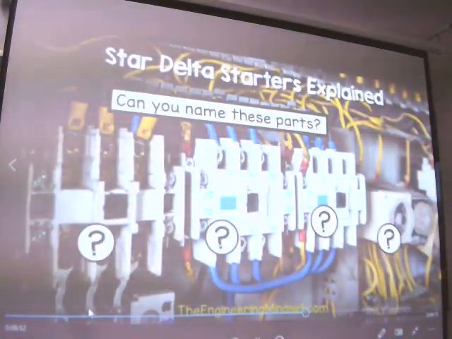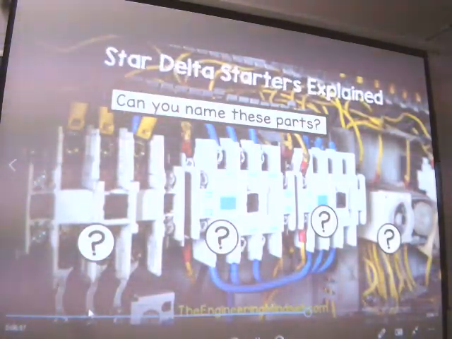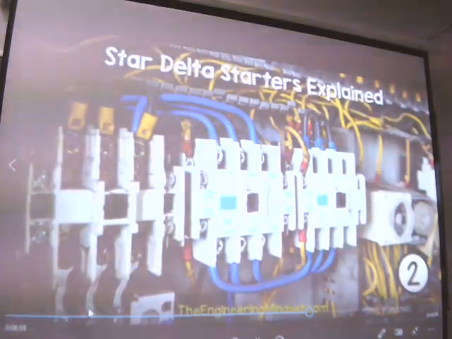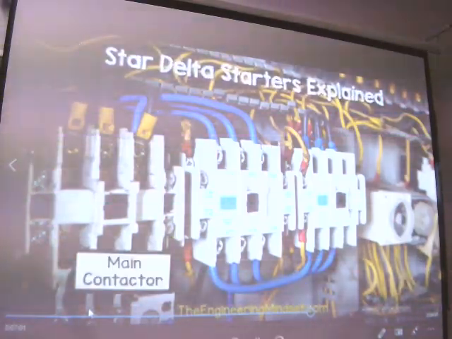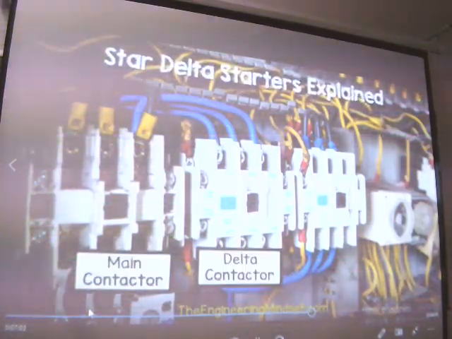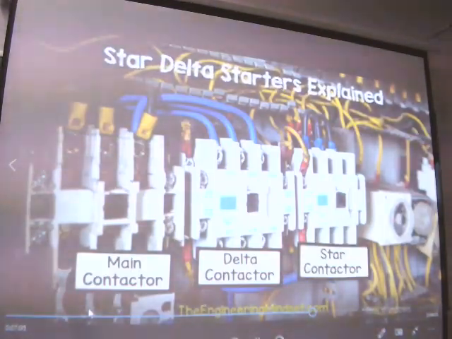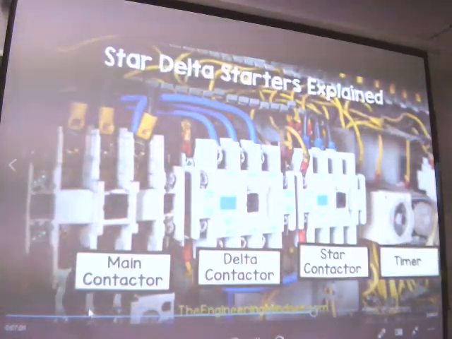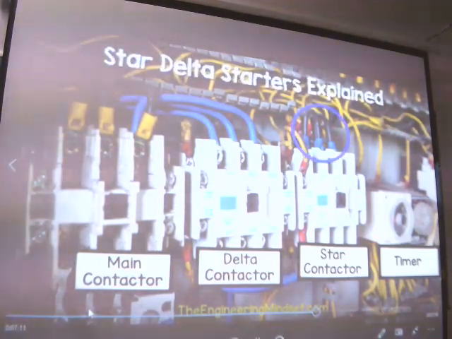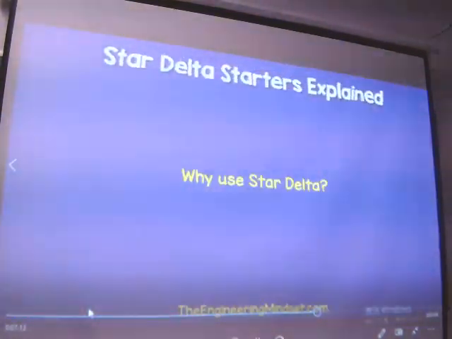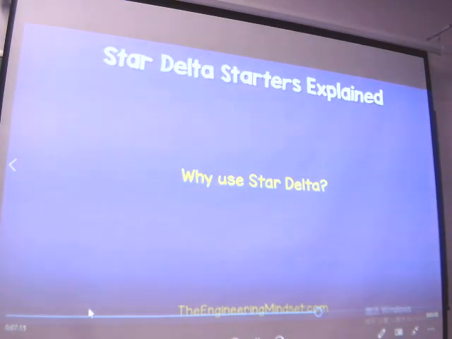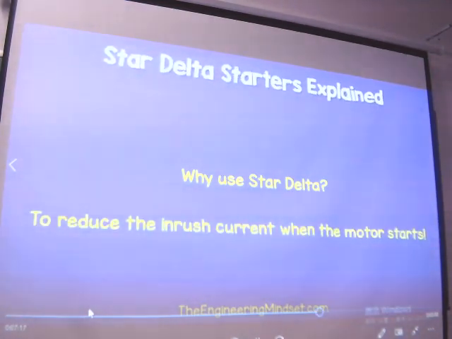So coming back to this real-world photo of a star delta starter, can you tell me which part is which? 3, 2, 1? Correct. This is the main contactor, this is the delta contactor, this is the star contactor, and this is the timer. Notice on the star contactor, they've just connected 2 wires into the same terminal to create that star point. So why then do we use star delta starters? We use the star delta starter to reduce the inrush current when the motor starts.